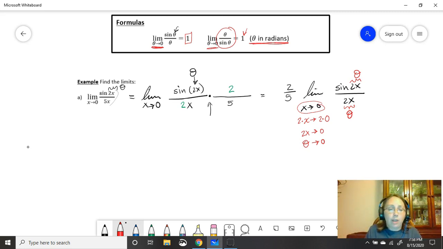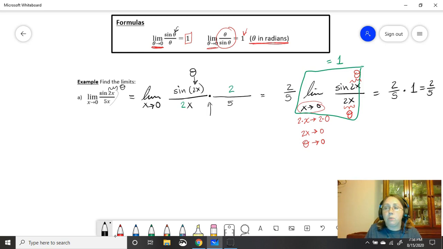All right, so now that we have all of that, this limit here, because we have the thetas and they're going to 0, is equal to, according to the formula above, 1. Don't forget the 2 over 5 out front. That's a common mistake. So 2 over 5 times the limit, which was 1, is equal to 2 over 5. So this is the limit of the original problem.